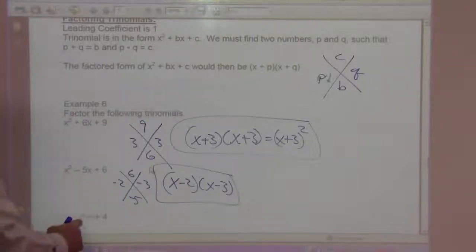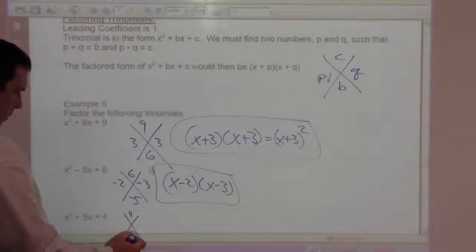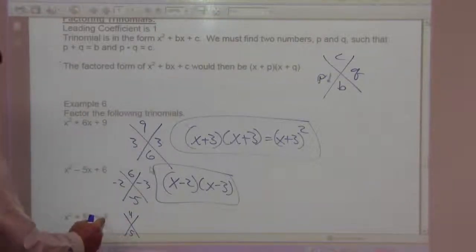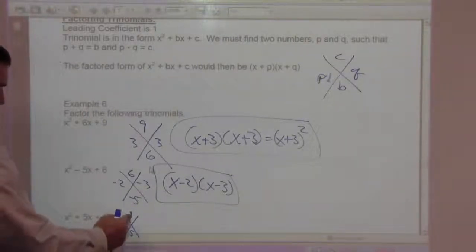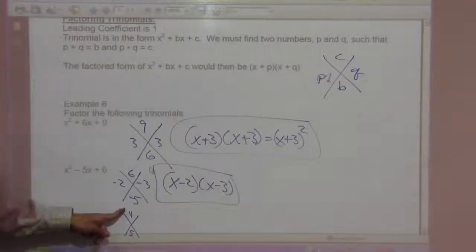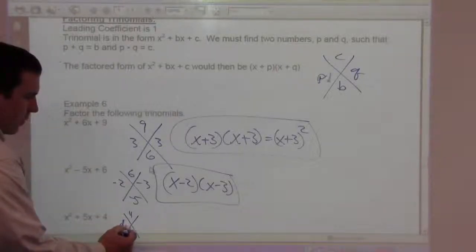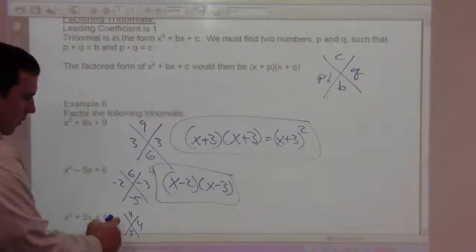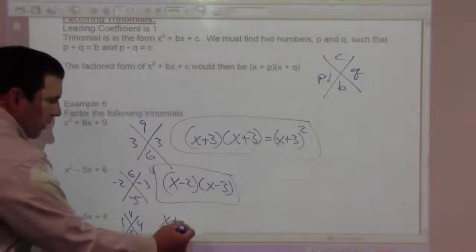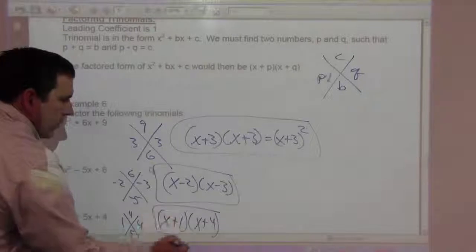And the last one here, x squared plus 5x plus 4. What two numbers add to be 5, multiply to be 4? You can go through your factors of 4, things like 1 and 4, 2 and 2, and 1 and 4 works. So that's x plus 1 times x plus 4.